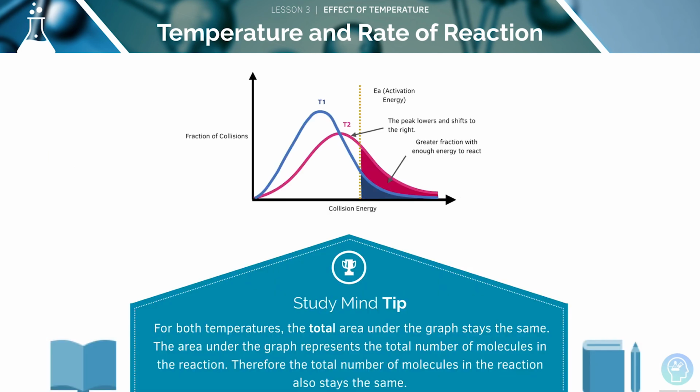For both temperatures, the area under the graph will stay the same. The area under the graph will represent the total number of molecules in the reaction. We know that the total number of molecules in a reaction will always stay the same.